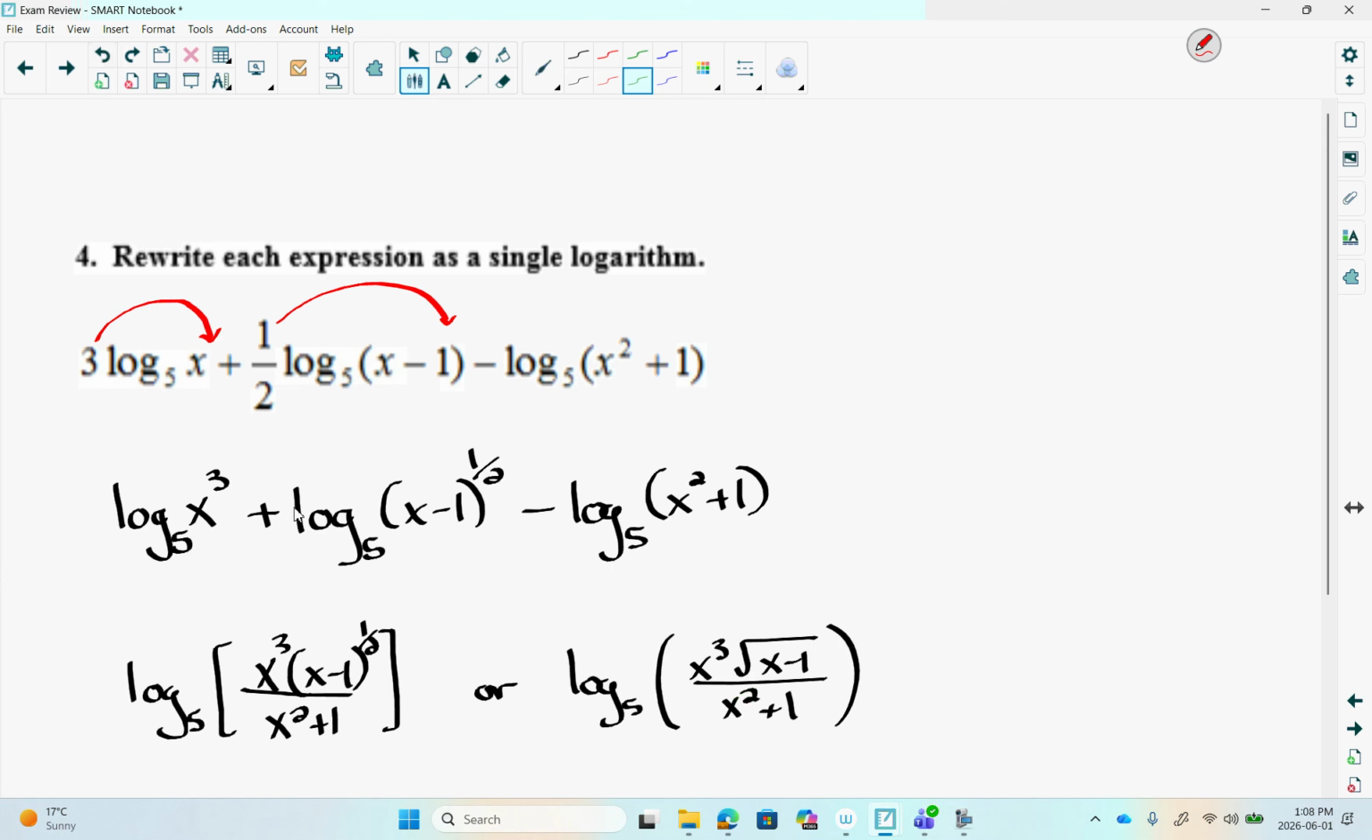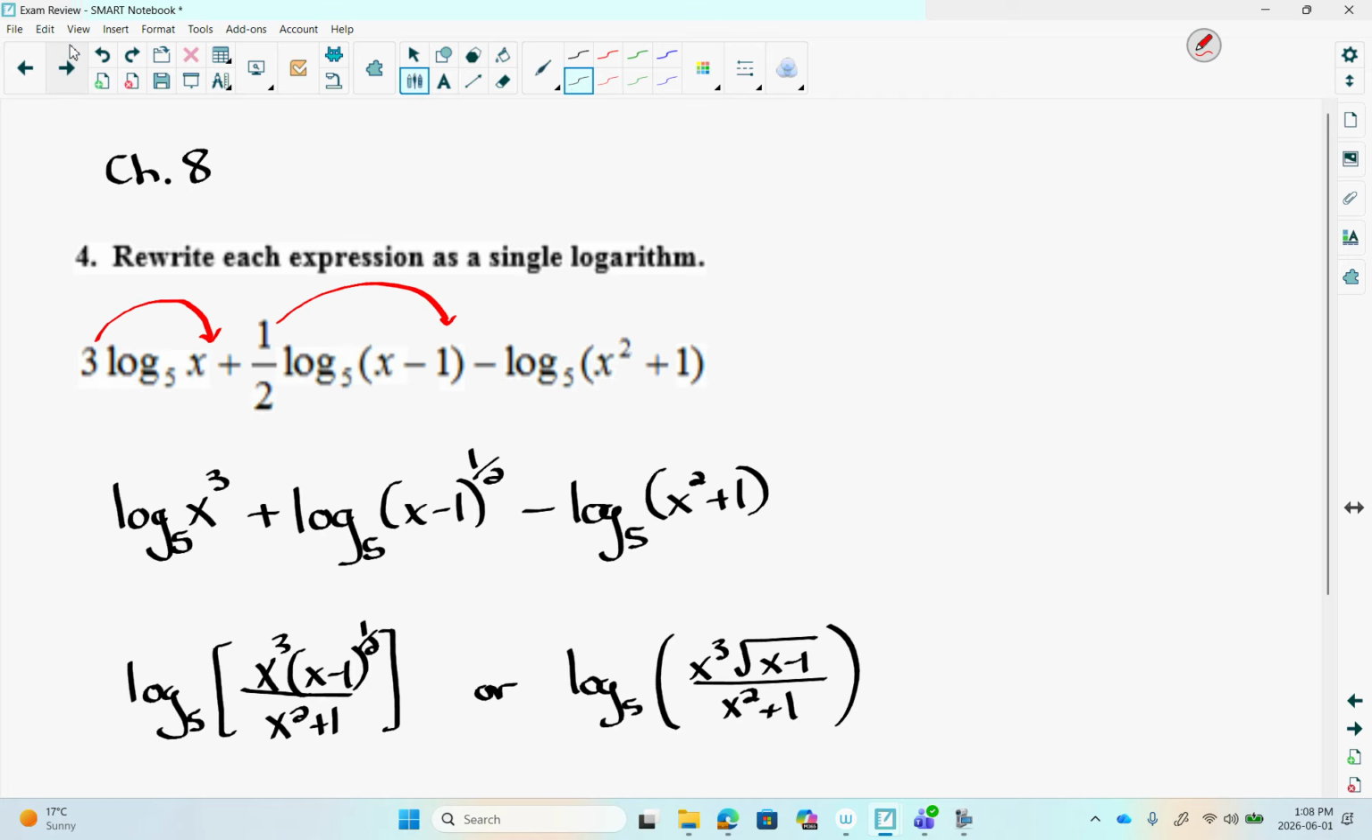If this was a minus sign, say that was a positive, this was a minus, this was a minus, the x minus 1 to the 1/2 would go on the bottom and get multiplied by the x squared plus 1. Or it would say x cubed divided by root x minus 1 times x squared plus 1. Those are our laws of logarithms. Chapter 8 is where this came from.